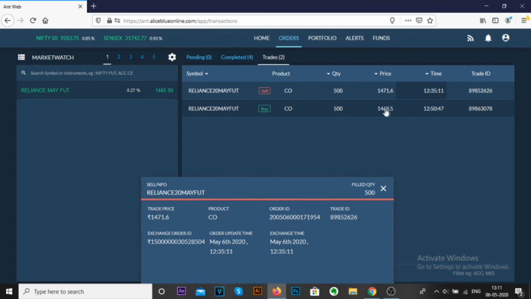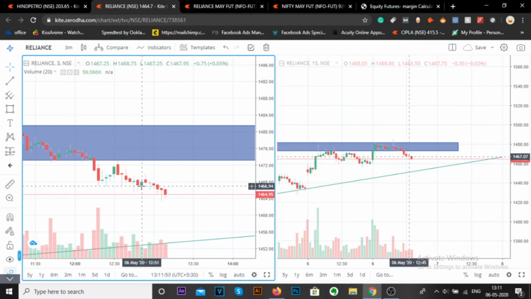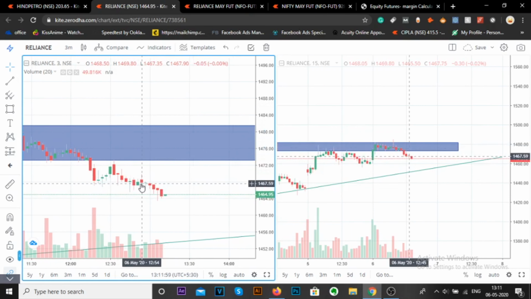And my exit was at 12:50, at 1468. So 12:50 comes over here, and the price at which we exited was 1468. So we booked around 3 points. This is more than enough for an investment of 12,000 in this trade. I made around 1500, which is around 12.9%. I've calculated it, somewhere around 13% returns in 15 minutes.